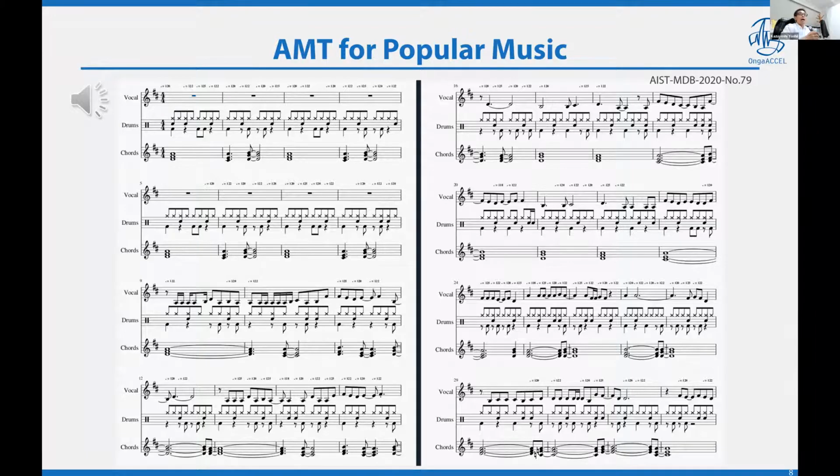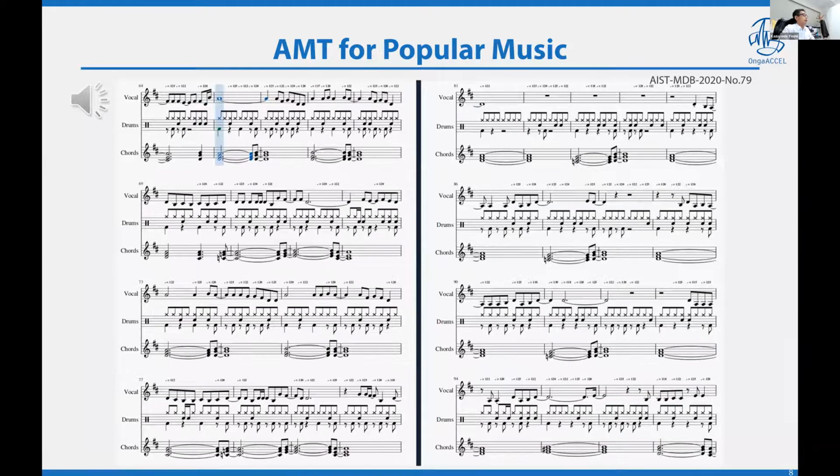And also, we have been working on transcription of various kinds of musical elements. Combining these techniques together, we can achieve the transcription for popular music like this. This is very typical J-pop popular music.